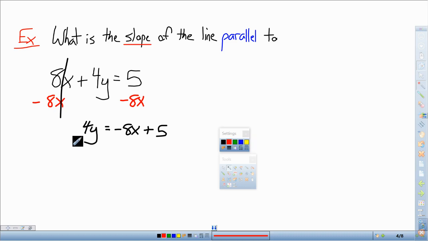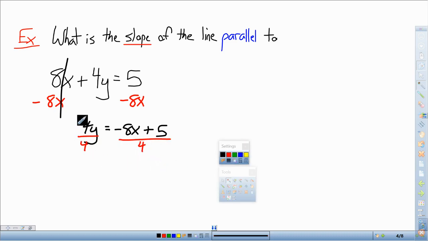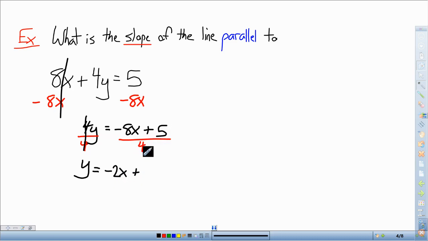Okay, last thing, getting rid of the 4. It's being multiplied, so we divide both sides by it. So we're getting y equals, 4 divides into negative 8 evenly, right? So we're getting a negative 2x. 4 doesn't divide into 5, so we would actually leave the y-intercept as 5 over 4. Even though that's kind of a weird y-intercept, we're not really worried about it, because we're just worried about what is the slope of a line parallel to this line.